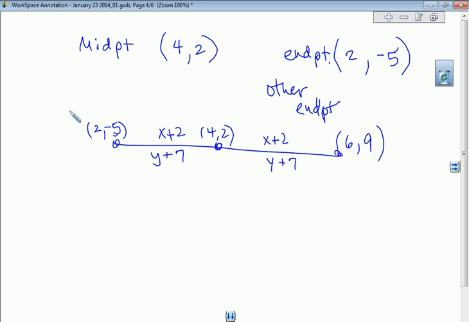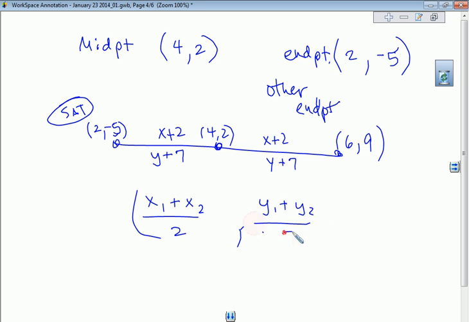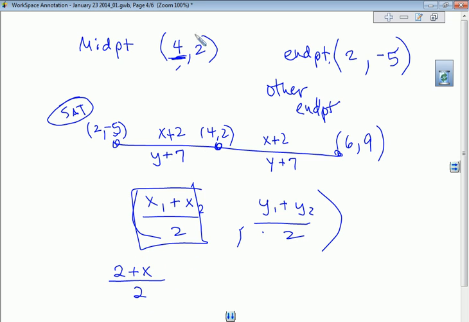Okay? This is how I taught it when I taught the SAT class. Now, another way you can think about it is, go back to that midpoint formula. I know if I add up my x's and divide by 2, and add up my y's and divide by 2, that gives me the midpoint. So this x value at the midpoint came from doing this. So if I know one of the x's is 2, but I don't know the other one, but I know when I divide by 2, it better equal 4. Could you solve that? Yeah.